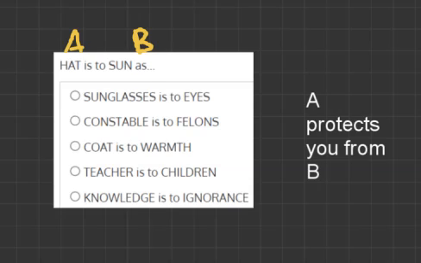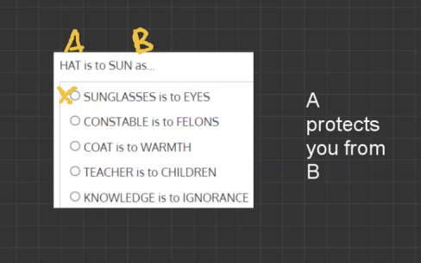So first one is sunglasses is to eyes. Do sunglasses protect you from eyes? And the answer is no. Sunglasses protect your eyes, not from them. So we can cross this option out. The second one, constable is to felons. And does a constable protect you from felons? And the answer is yes. A police officer or a constable is meant to protect you from criminals. So we'll leave it blank.